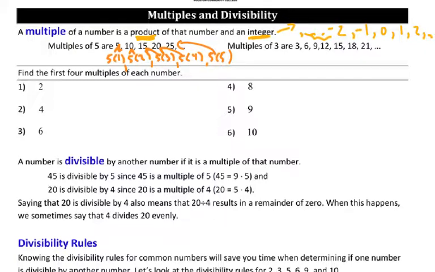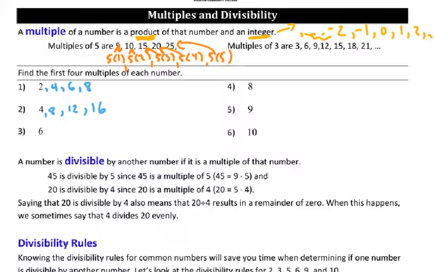So what I want you to do now is pause the video and try to do 1 through 6 on your own. And I'm going to assume that you've given it a go, and now we're going to do it together. So what are the first 4 multiples of each number? What are the first 4 multiples of 2? Well, 2 times 1 is 2, 2 times 2 is 4, 2 times 3 is 6, 2 times 4 is 8. So it would be 2, 4, 6, and 8. And this is what we're going to do for each of these. So this is 4 times 1, 4 times 2, 4 times 3, 4 times 4.